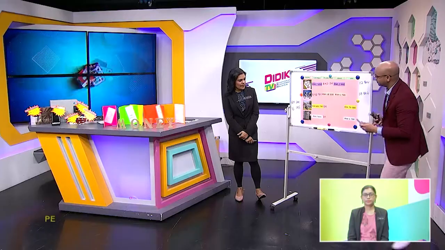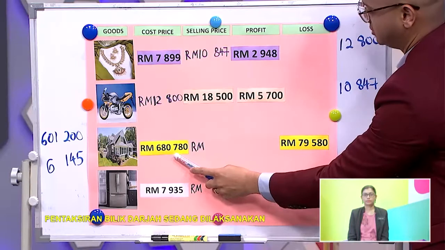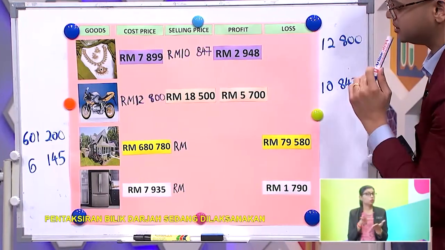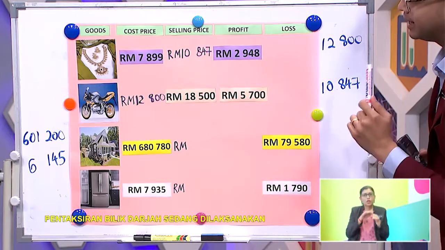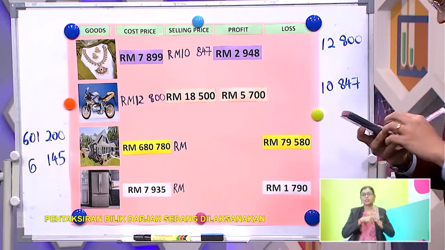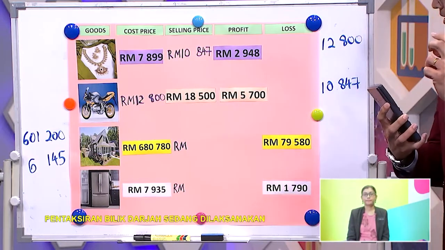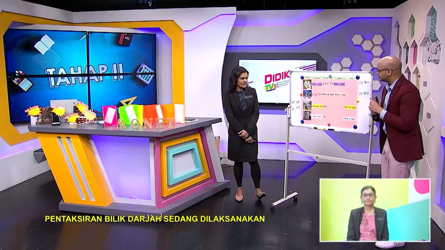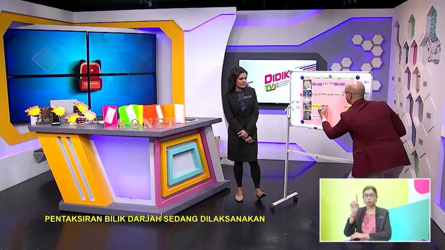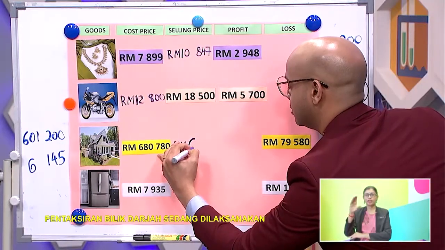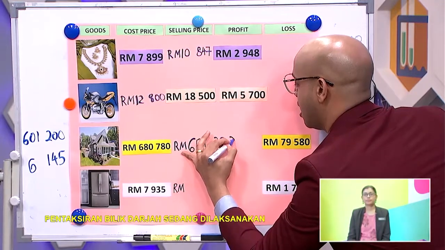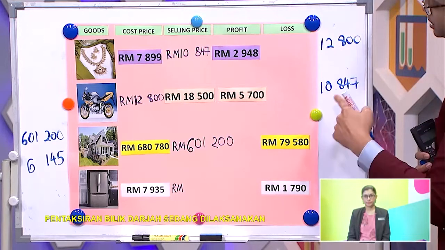Okay, so the next one here, a house. Cost price is given and then a loss. I have to find the selling price. Because it's a loss, that means it's sold lower than the cost price. So that would mean cost price minus loss. Let me calculate this. The answer is 601,200. You're right. Yes.